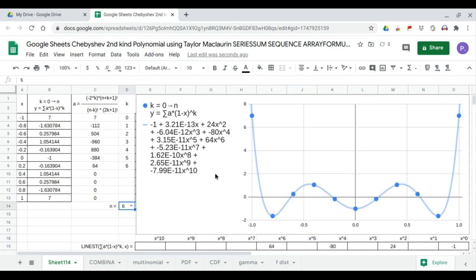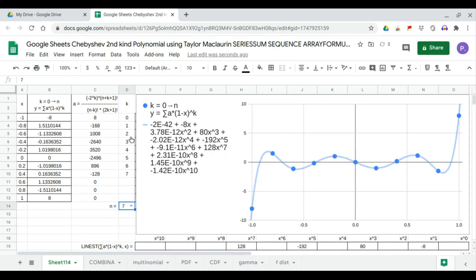At n equals 6, the Chebyshev second kind polynomial y equals minus 24x squared minus 80x to the fourth plus 64x to the sixth. At n equals 7, the Chebyshev second kind polynomial y equals minus 8x plus 80x cubed minus 192x to the fifth plus 128x to the seventh.